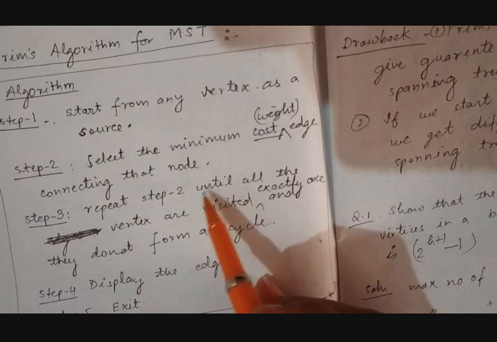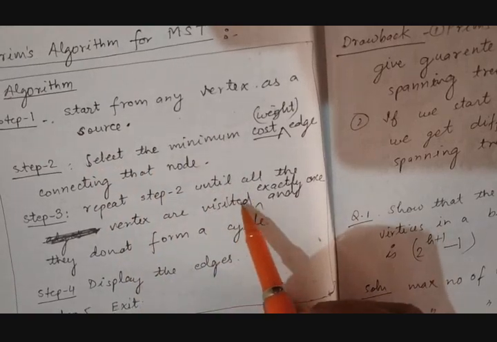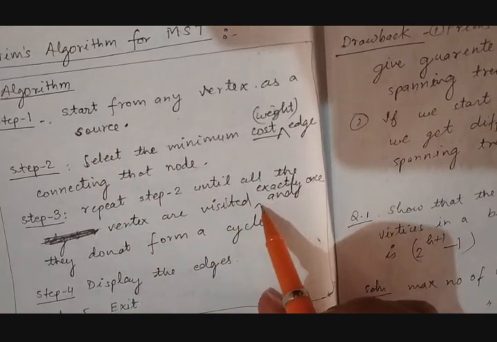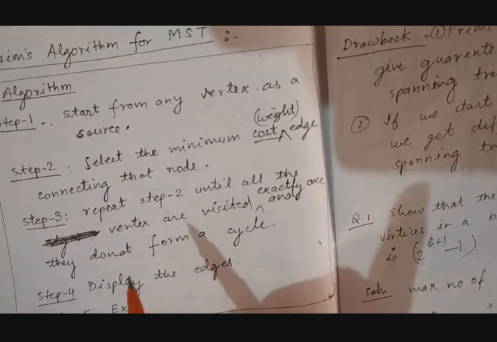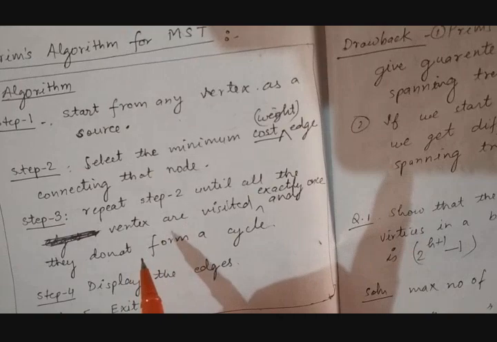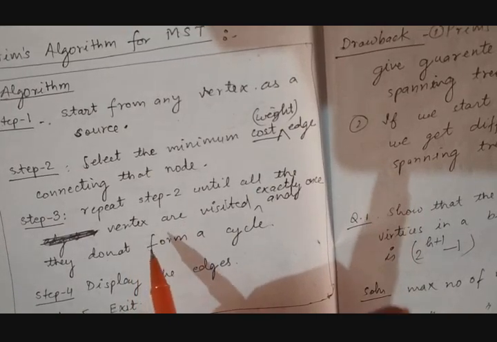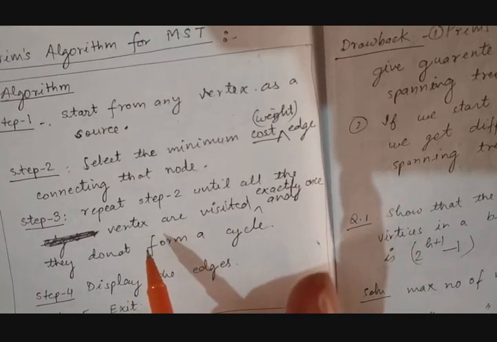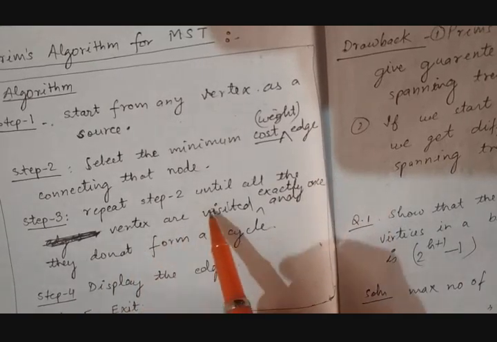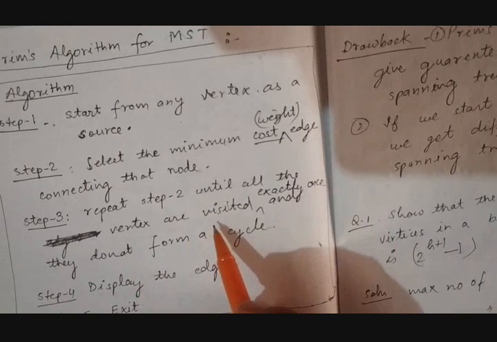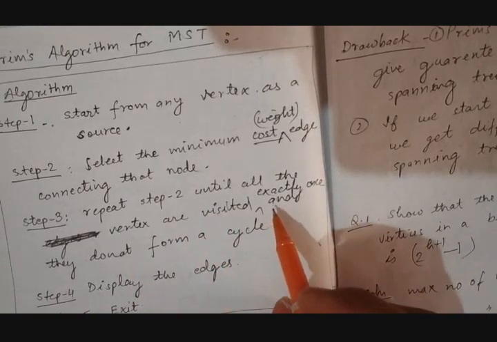And the condition is what? This step will be repeated until all the vertices are visited exactly once. So all the vertices should be visited, then only it will be a spanning tree. Otherwise it will not create a spanning tree. This is the condition with the spanning tree, that a spanning tree should cover all the nodes of the graph. So when all the vertices are visited exactly once, we have to stop over here.